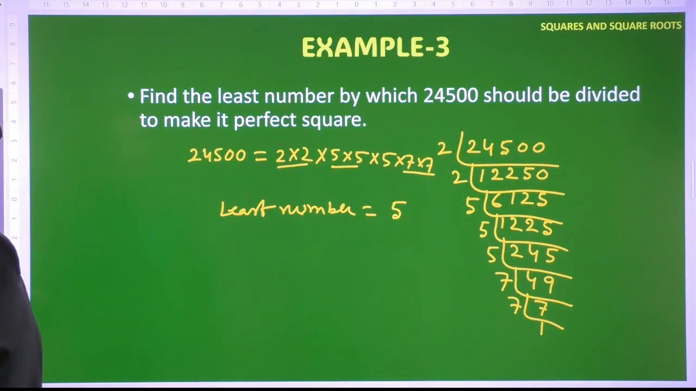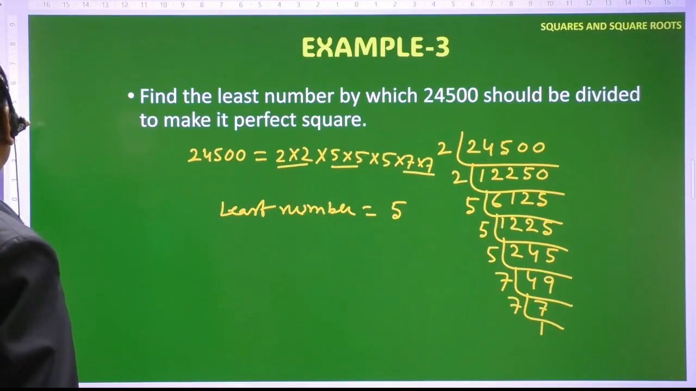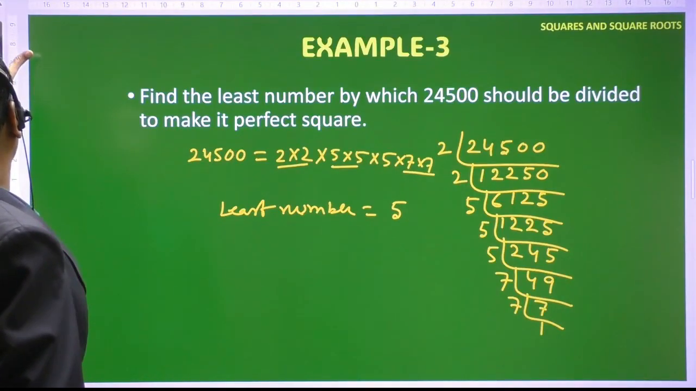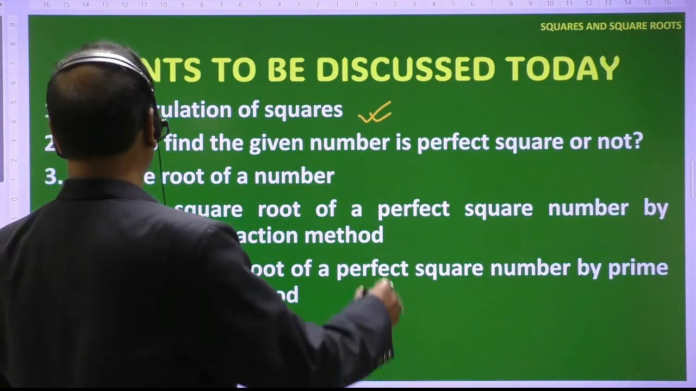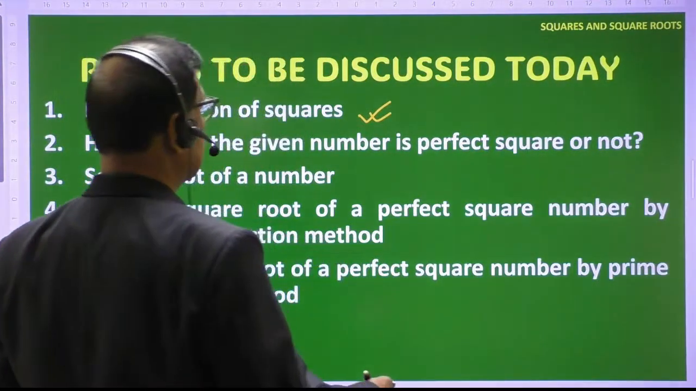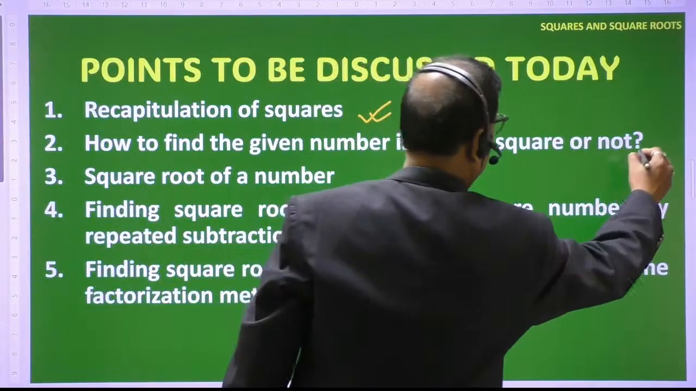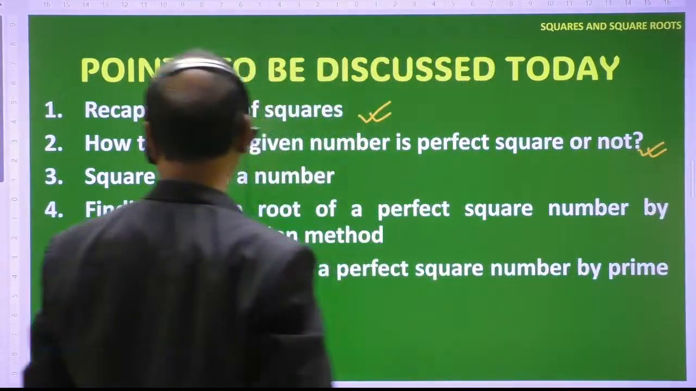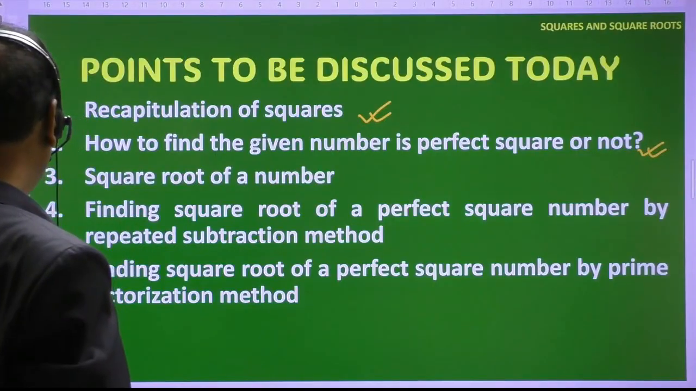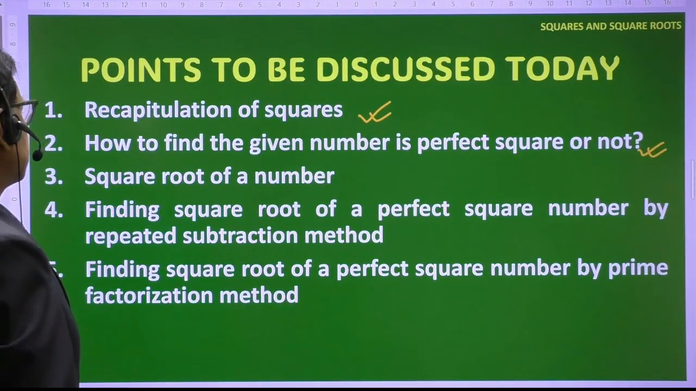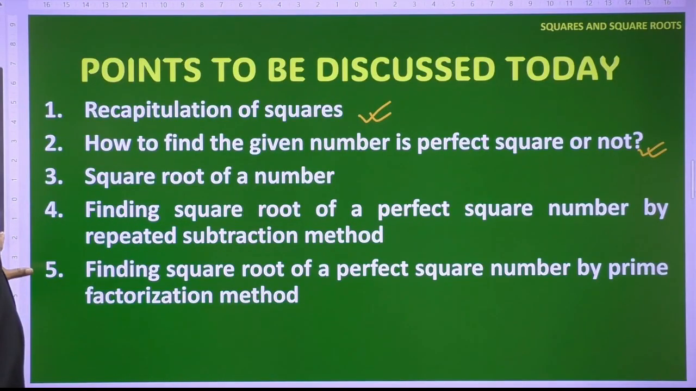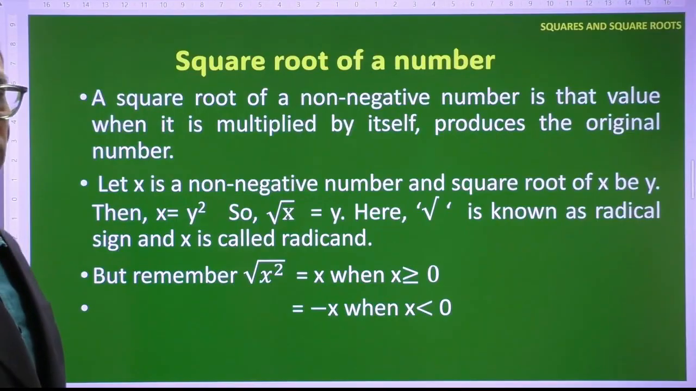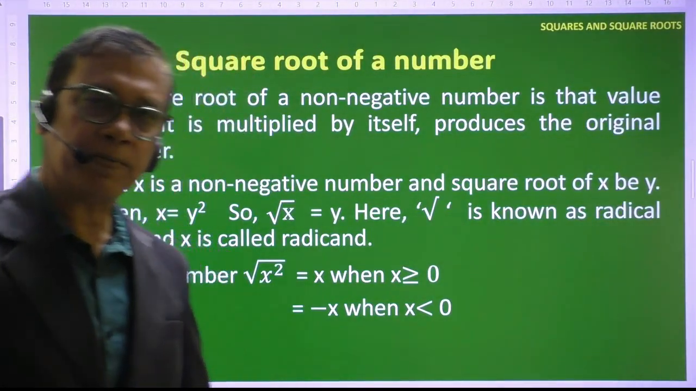So now I'll discuss the next point. How to find whether the given number is a perfect square or not, that part was already discussed. Now I'll discuss the third point, square root of a number. Square root of a number, this part I'll discuss. This is a very important part.